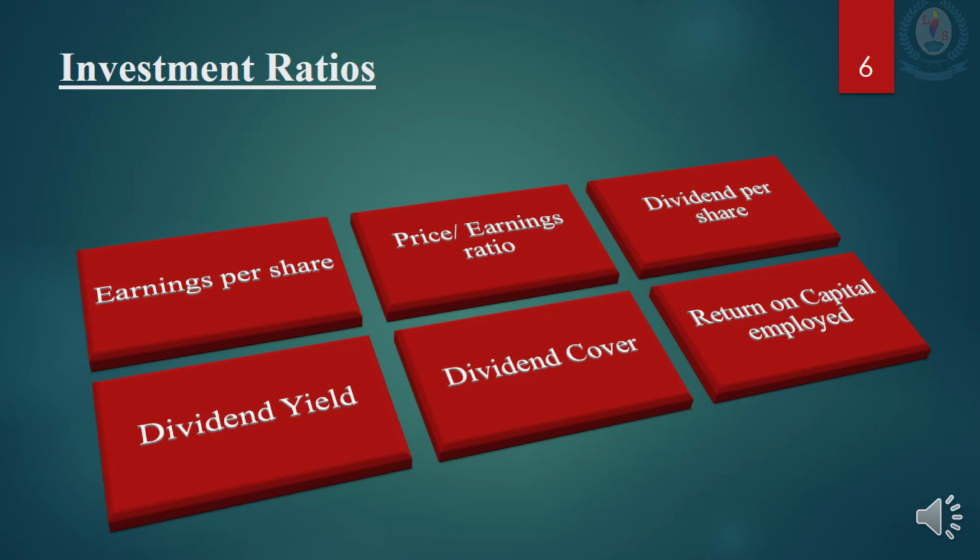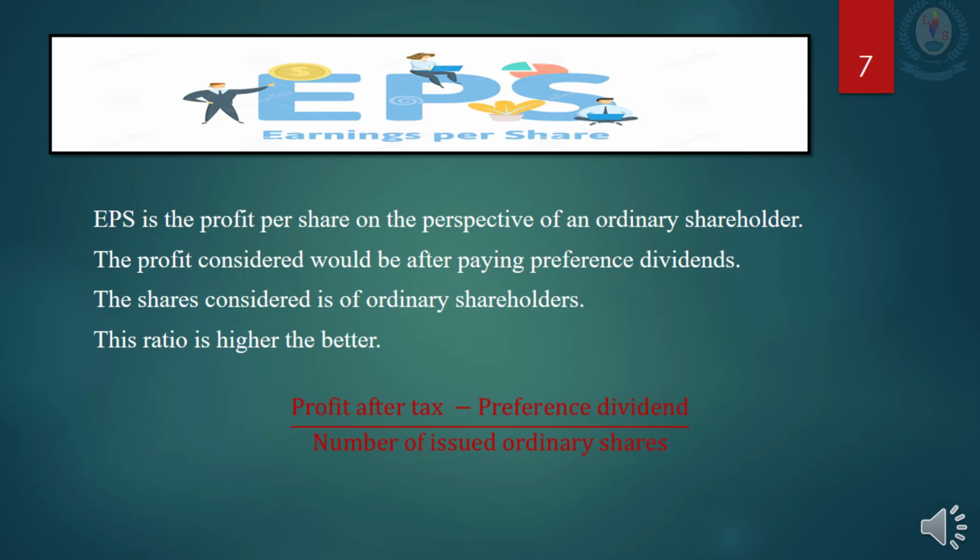Now we will step into the new area of learning. Under investment ratios, you will be learning 6 types of ratios: earnings per share, price earnings ratio, dividend per share, dividend yield, dividend cover, and return on capital employed. We will look at each of the ratios one by one.